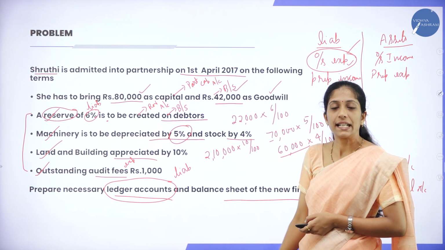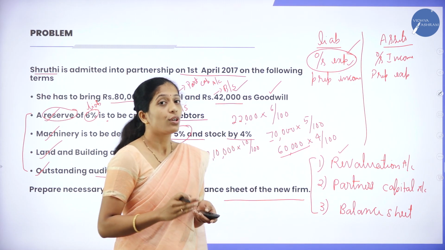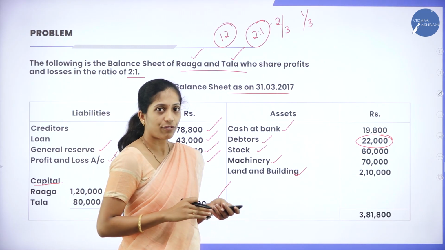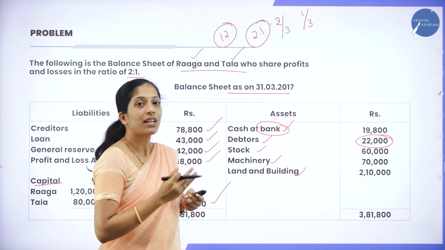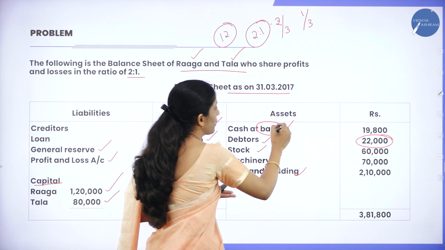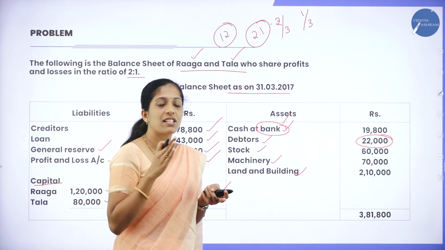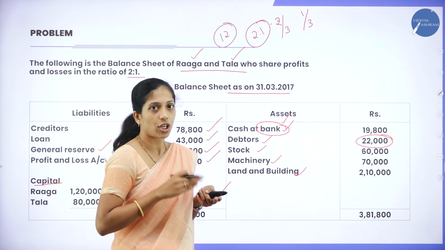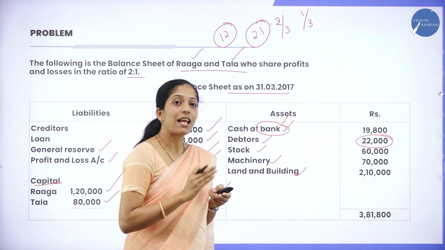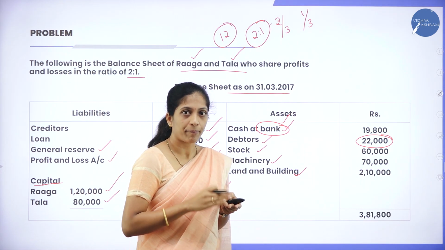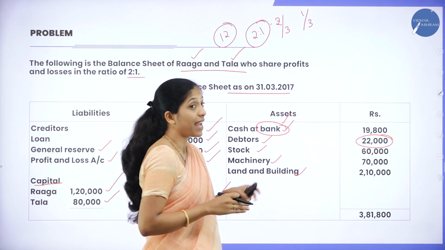I have already told you it comes under the partners' capital account. So how to record? If you see the asset side of the balance sheet, what have they given? Cash at bank. Whenever we are going to use cash or bank, we will use the word bank here because they have given cash at bank. Suppose they have given just cash, then we will use the cash account. Suppose they have given cash in hand, then we will use the cash account. Suppose they have given both cash in hand and cash at bank, in that situation we will use the bank account. In this problem, they have given cash at bank.